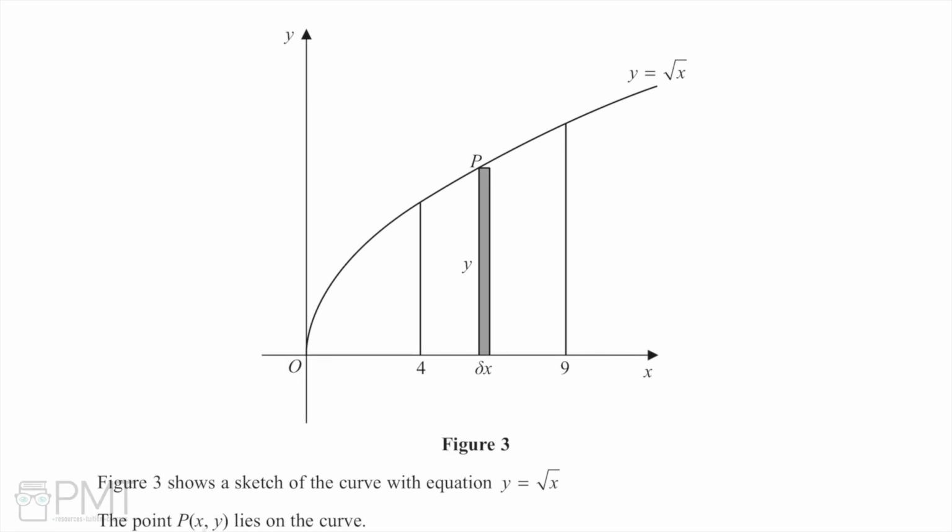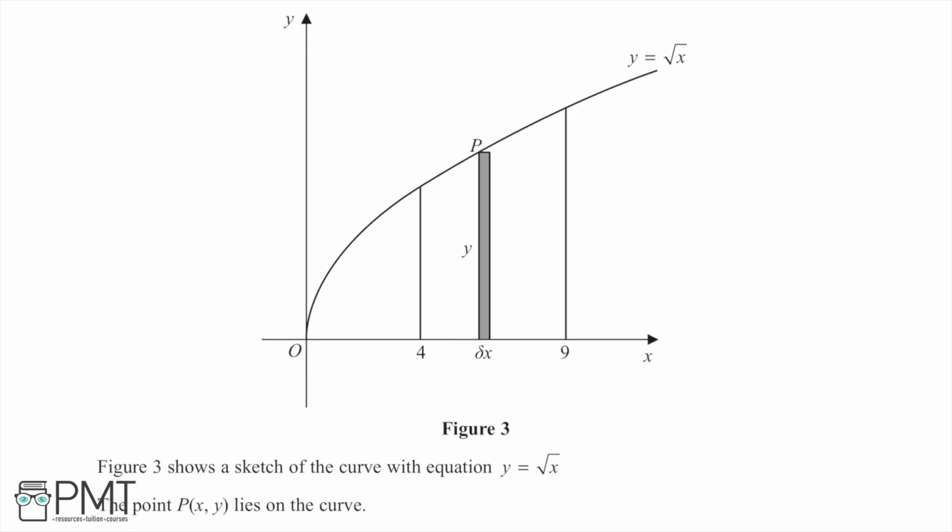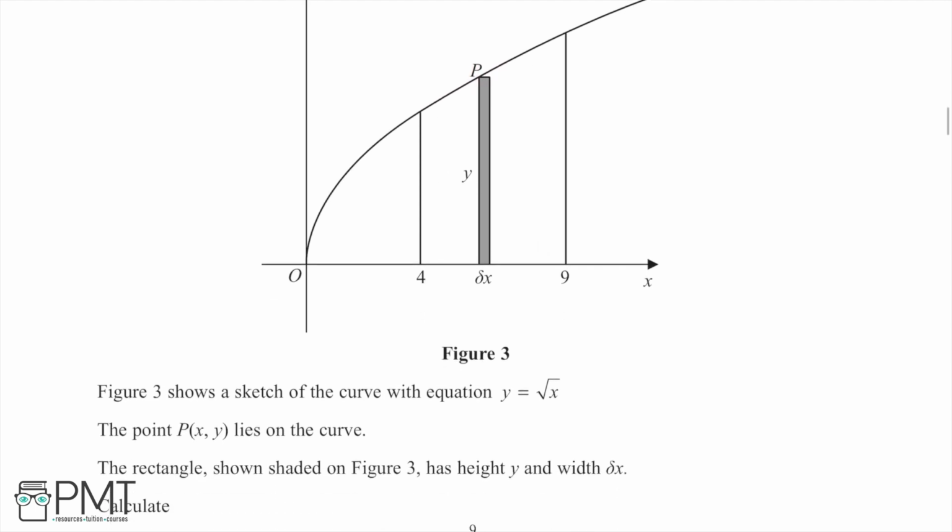So in this question we're shown the following graph in figure 3. And it shows a sketch of the curve with the equation y is equal to the square root of x. So we can see the curve here is y equals root x. And we're told that we have a point P of xy, which lies on the curve here. We then have a rectangle, which is shaded, as we can see here. And it has a height of y and a width of delta x.